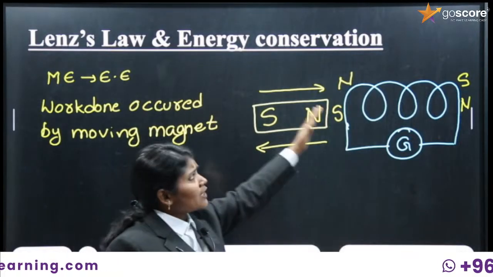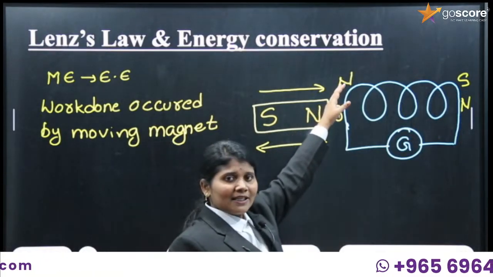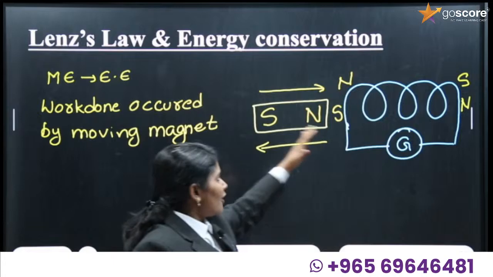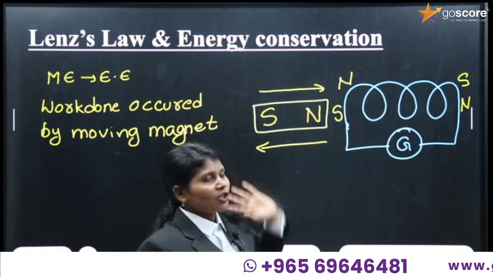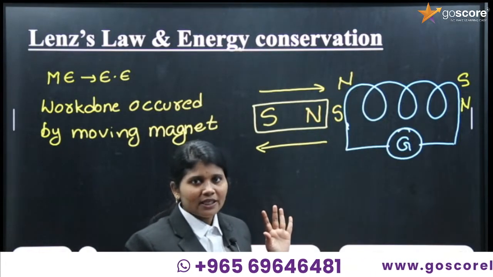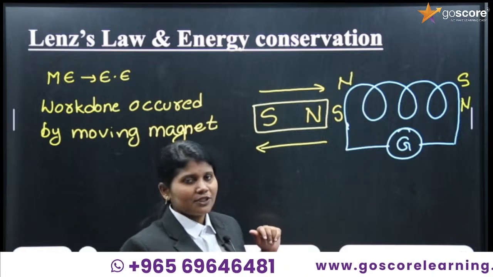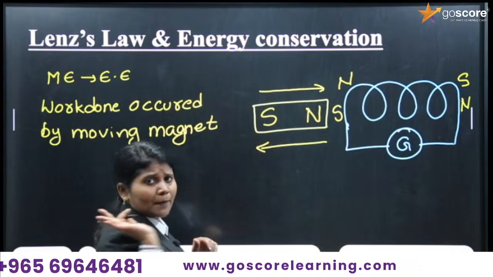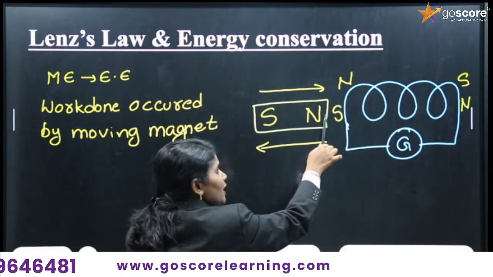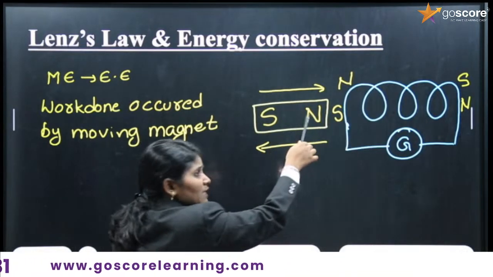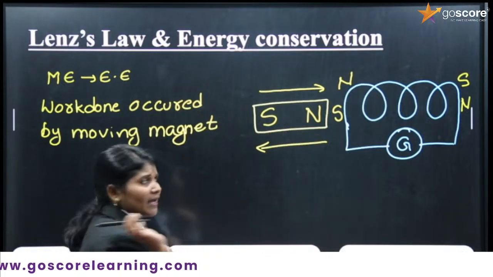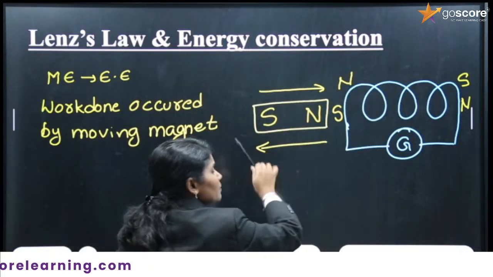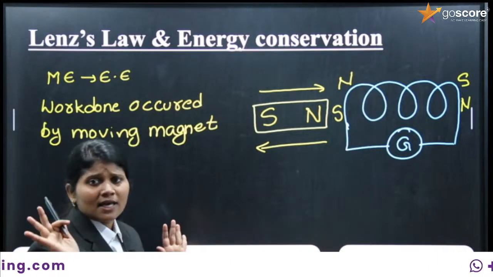So towards the coil, a north pole is inducing. Away from the coil, a south pole is inducing. Every time some work done is happening. Towards the coil, EMF is inducing and opposing, and there also some work done is happening. Then away from the coil also some work done is happening.